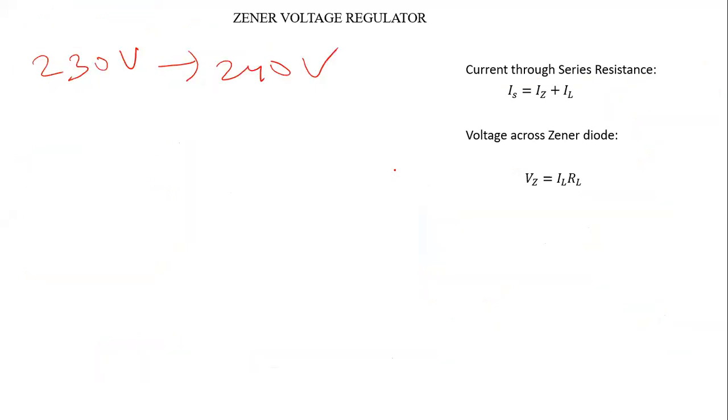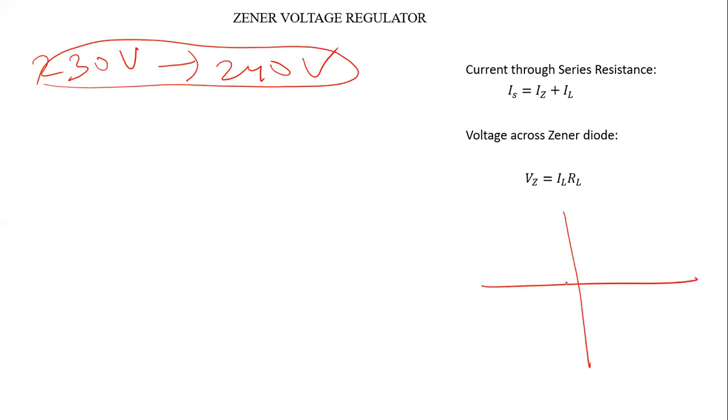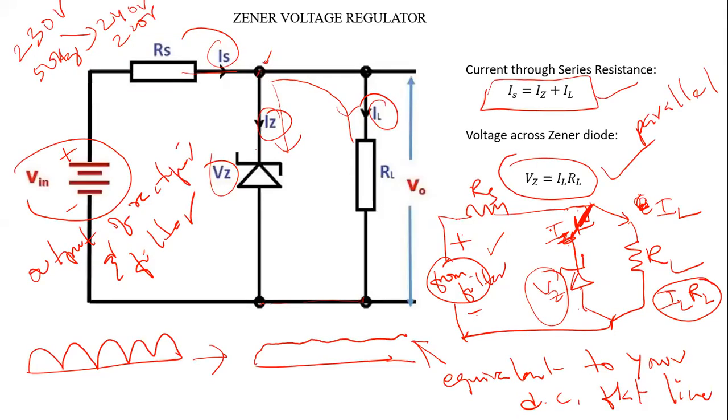So what happens is that when the voltage increases, we know that the voltage appearing across the Zener diode under reverse voltage breakdown is constant, always Vz. It cannot increase. So if I increase the voltage from 230 to 240 volt, definitely the series current Is will increase.